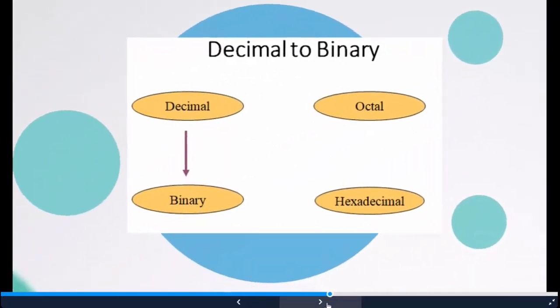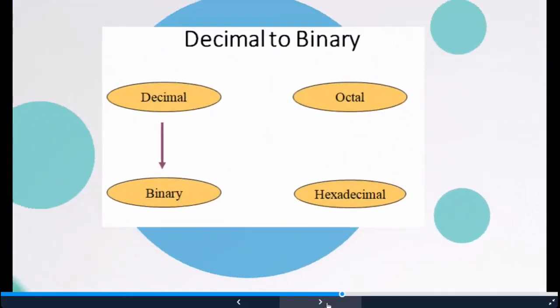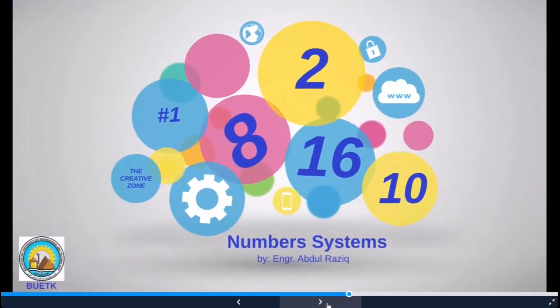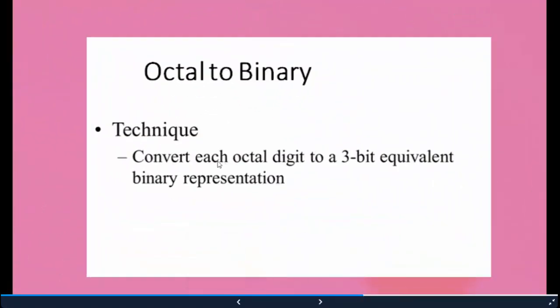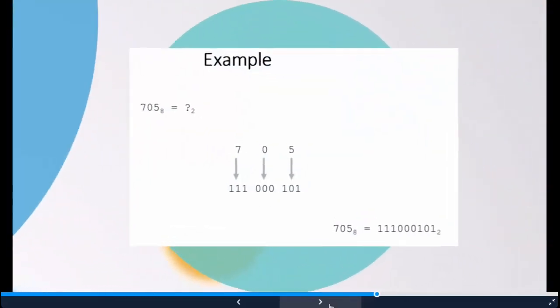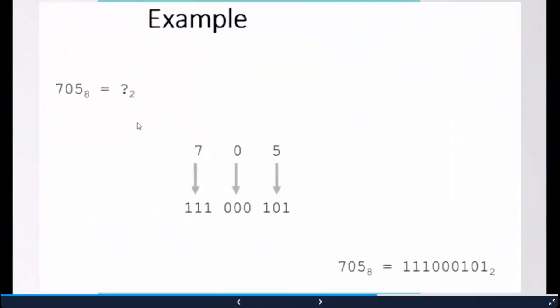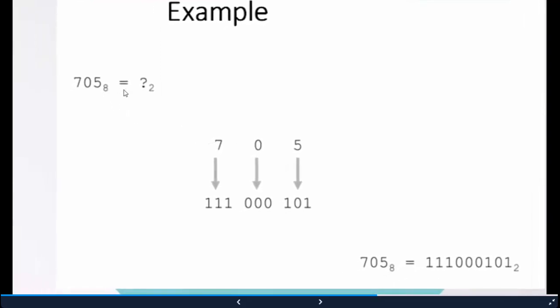And the next one is octal to binary. So octal to binary, how do we do this? The technique is to convert each octal digit to a 3-bit equivalent binary representation. To have this as an example, 705 to binary. You have to separate this so each digit will be represented by a binary.